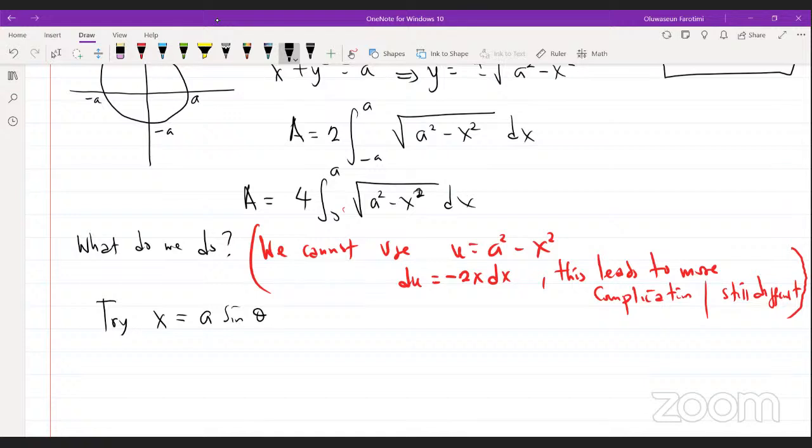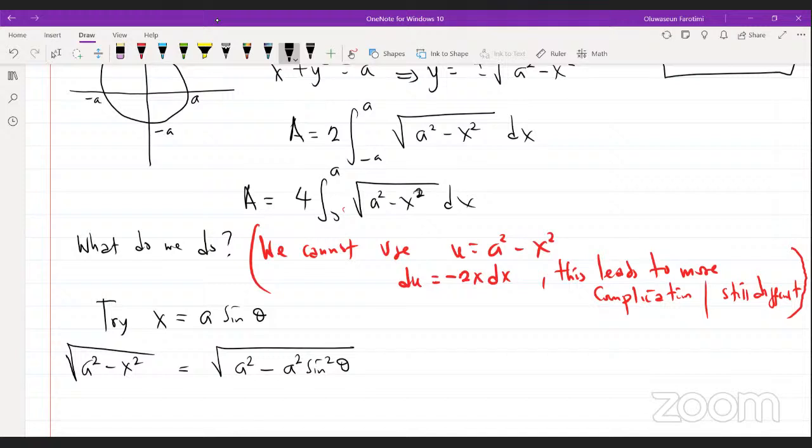Now, keep in mind that I just want to talk about the integrand in this case. So this is the integrand, a squared minus x squared. If you plug in this x right here, you're just going to have a squared minus a squared sine squared of theta. Now, this is just like a theoretical idea of what's going on.